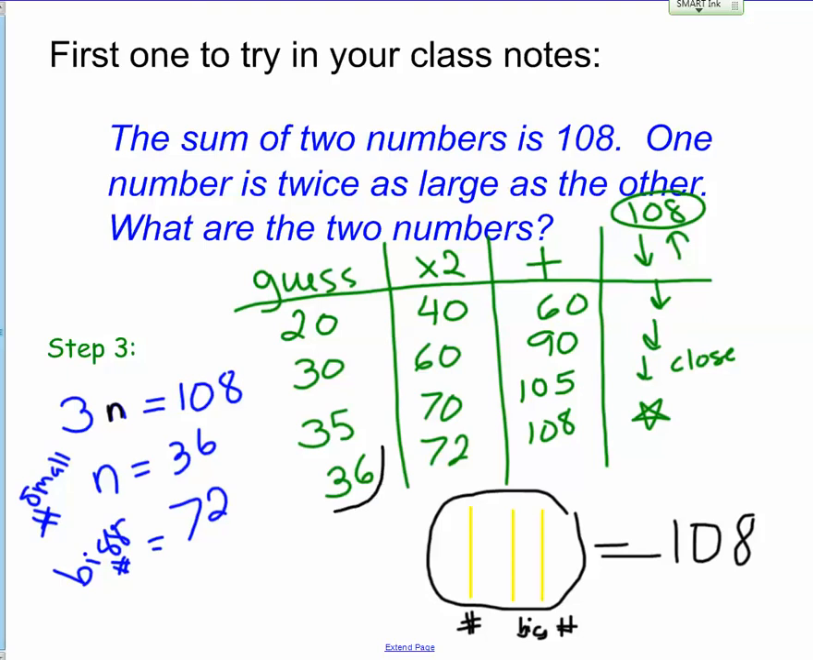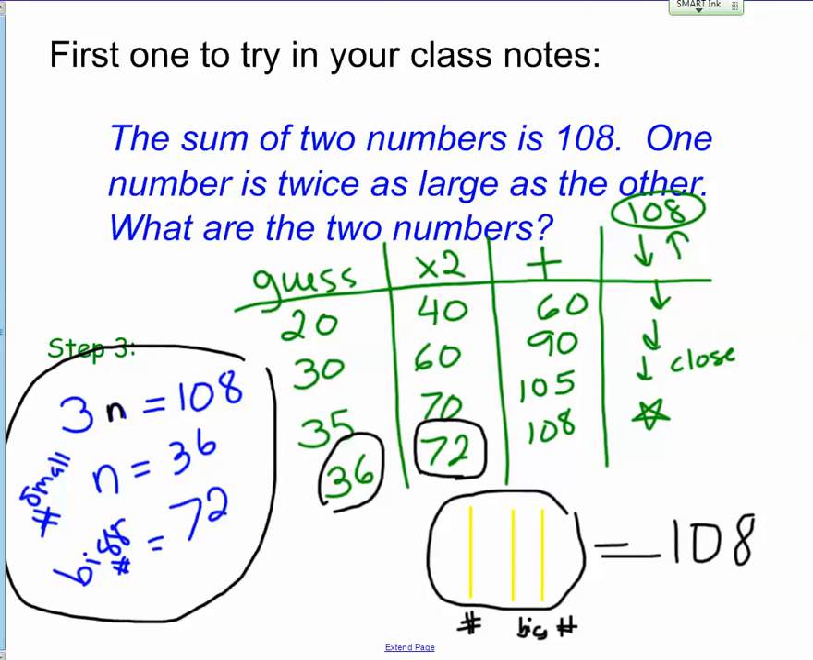Notice we get the same answer as from our guess and check table, but it is a little bit more efficient in that it doesn't take nearly as many steps. With this, we can just solve it pretty quickly.